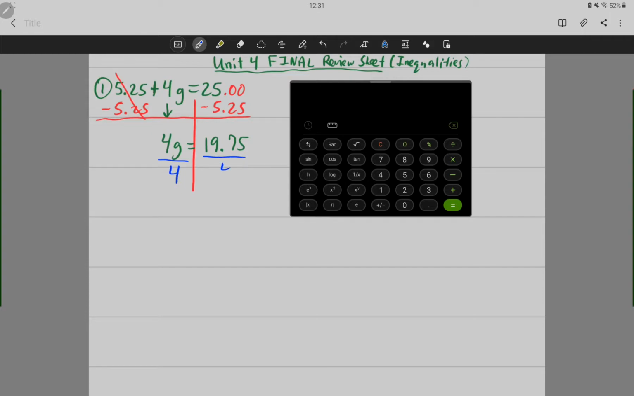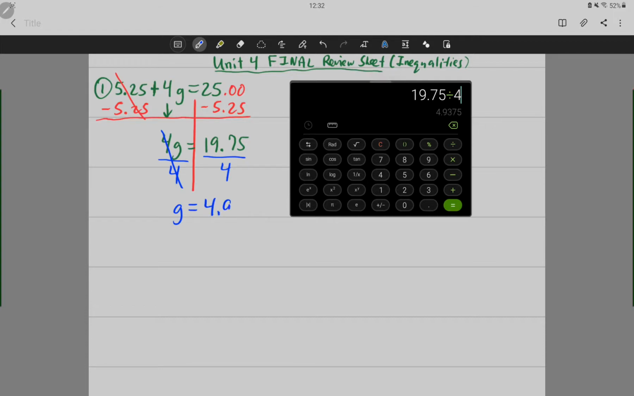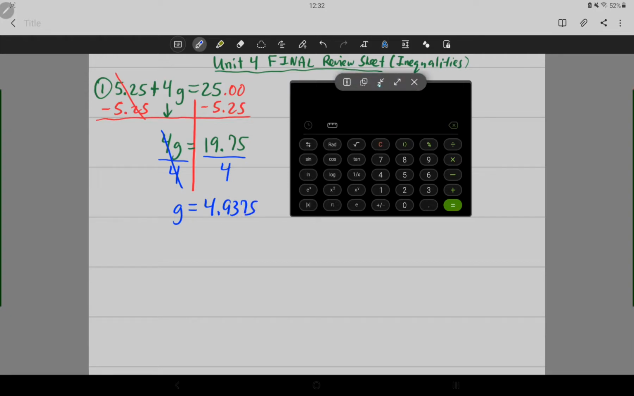So divide both sides by that coefficient. Coefficient is the number in front of our variable, which is the number 4. That's multiplying it. 4 divided by itself is 1. Cancel those. Bring down g and equals. And let's divide. 19.75 divided by 4 gives us 4.9375. But we're not done.